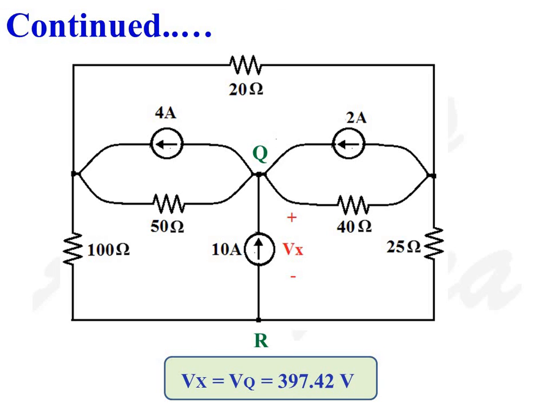So here we are asked to find the voltage drop across the 10 ampere current source, that is Vx. So Vx is equal to Vq. So Vx is equal to 397.42 volt.